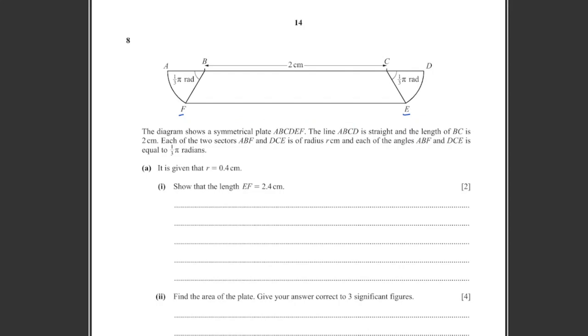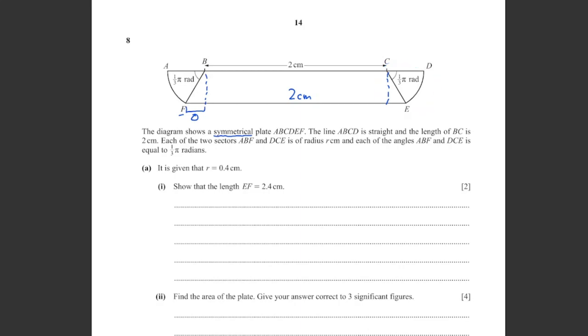Now, we do know this length BC, this is 2 centimeters. So that means if we can find out this length and this length, then we can add all of them up, and we can get the length EF. What's important here is that they said that the plate is symmetrical. What that means is that this length is the same as this length. So all we need to do is find one of them, and the other one is going to be the same. So what we are going to do over here is take a look at this section over here.